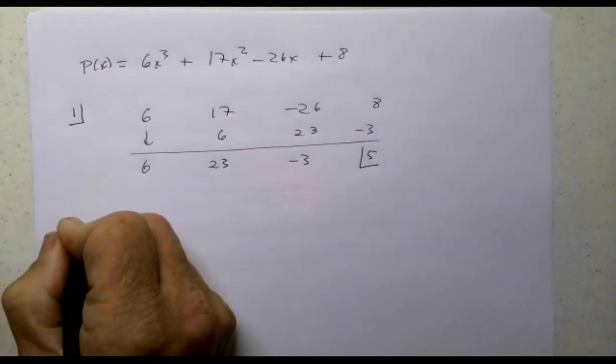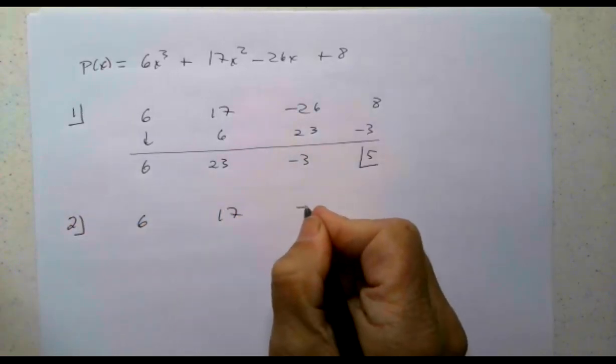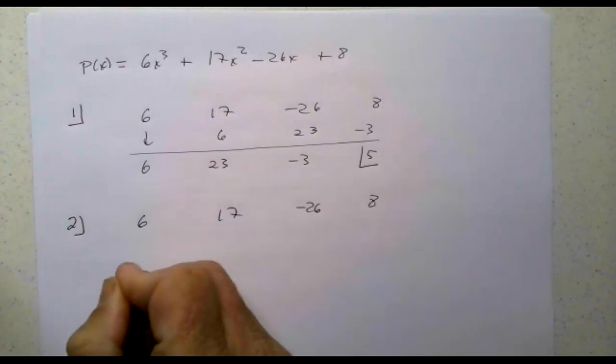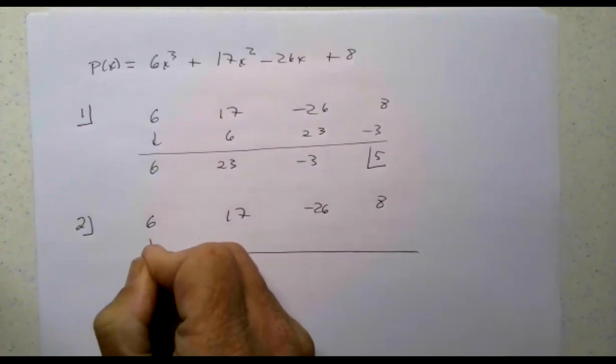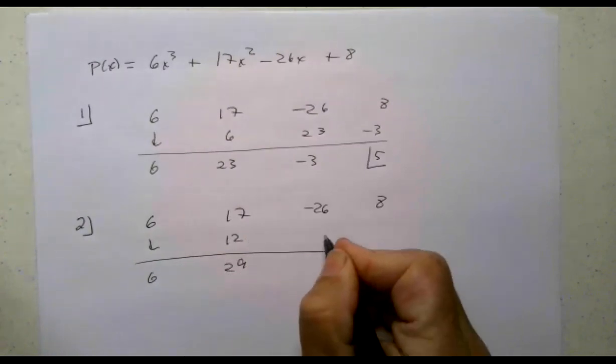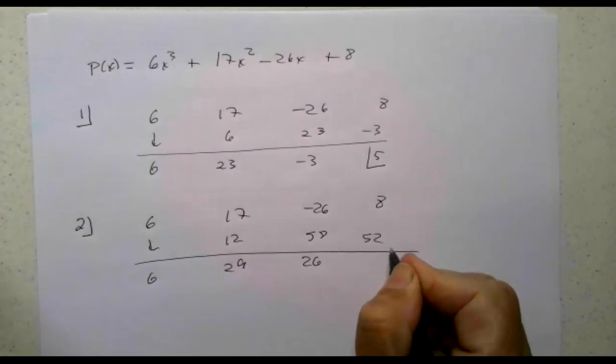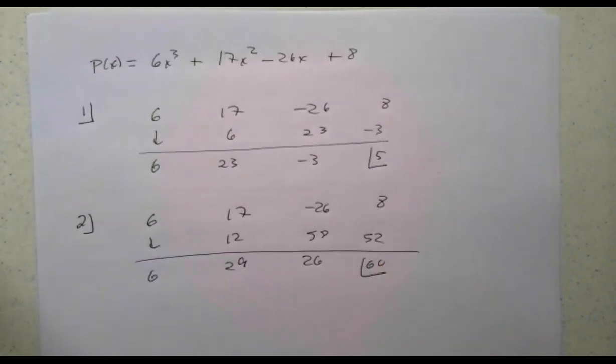How about 2? Let's try 2. 6, 17, negative 26, 8, or 0. I use root and 0 interchangeably. 2 and 6 is 12, 17 and 12 is 29, 2 times 29 is 58, 58 minus 26 is 32, 32 times 2 is 64, 72. Upper bound: no sense trying anything bigger than 2. Positive, positive, positive, positive, that's an upper bound. Nothing bigger than 2 will work.